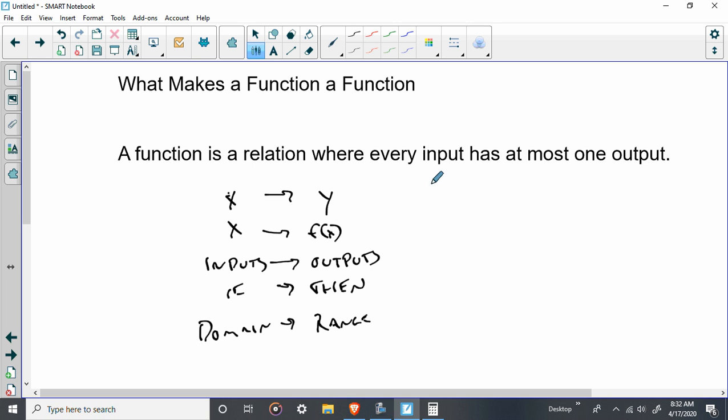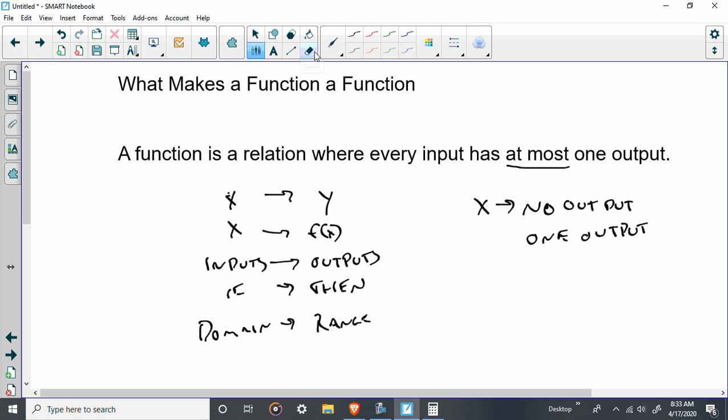So a function is a specific relation where every input, any number that you put in, has at most one output. Okay, so at most. So really, your choices are, for every x you put in, you could have no output or one output, right? That is at most one. So you could have none or you could have one. That's it, okay? If you have more than one output, it's not a function. It's a different relation. So today we're going to talk about what that means.